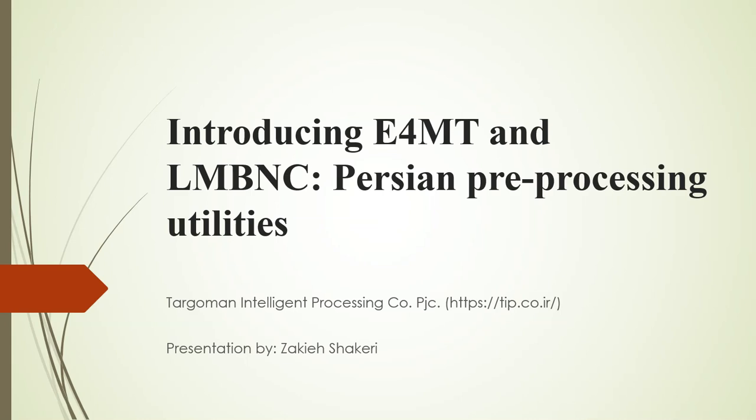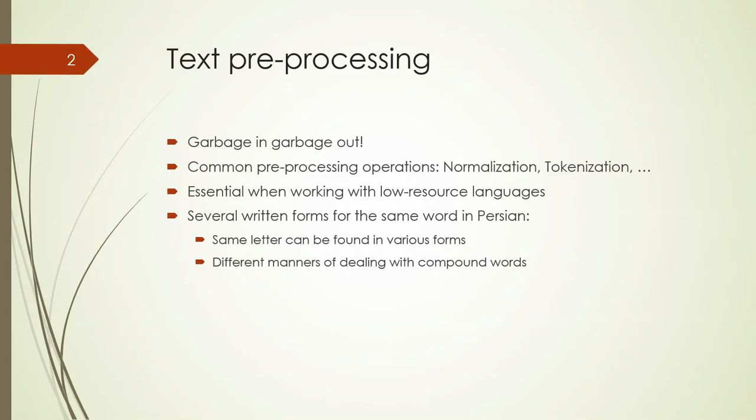In this presentation, I'm going to introduce two Persian preprocessing utilities, E4MT and LMBNC. In order for a model to produce quality outputs, we should provide it with quality inputs. So we process raw data prior to feeding it to the model. Some of the most common preprocessing operations applied to text corpora are normalization, tokenization, spelling correction, and etc.